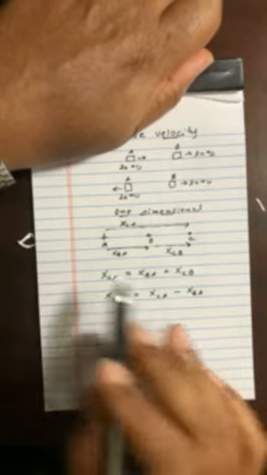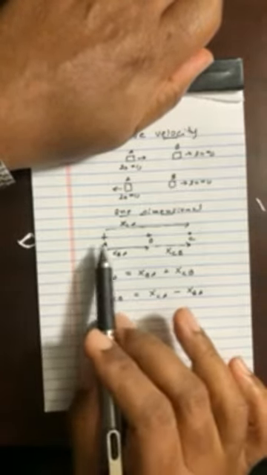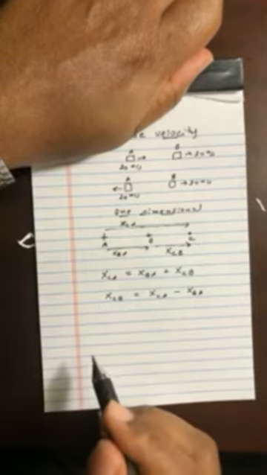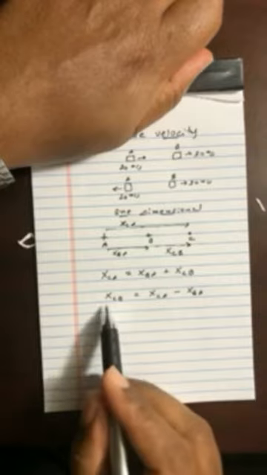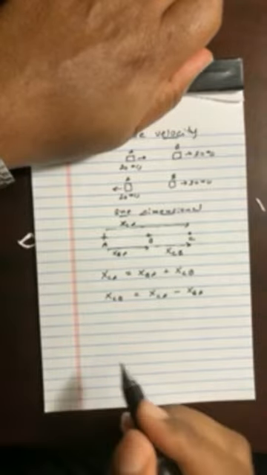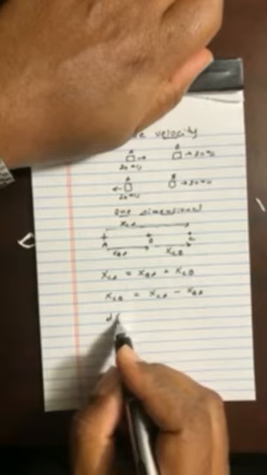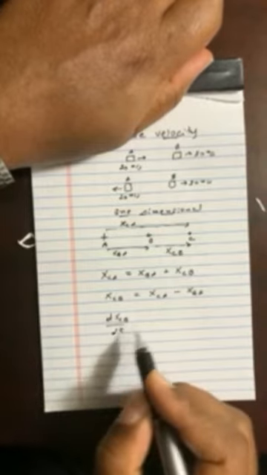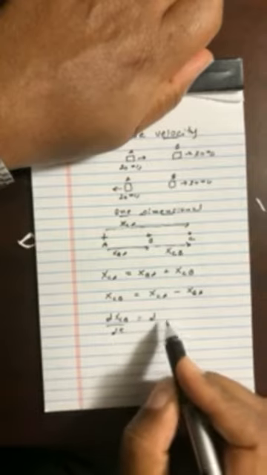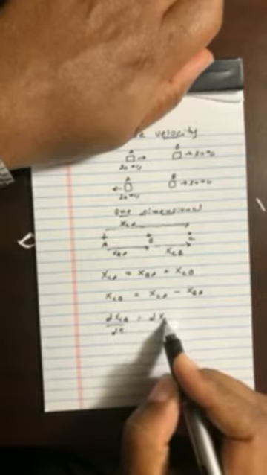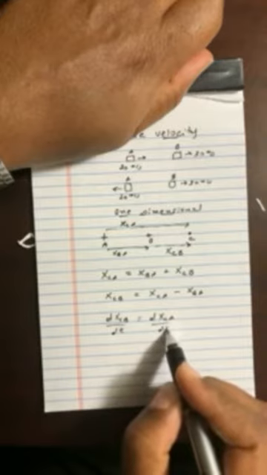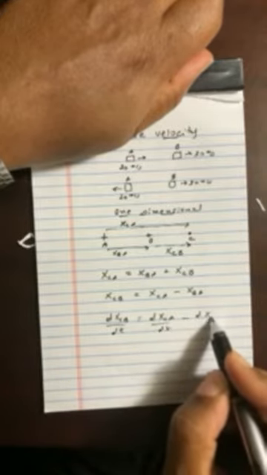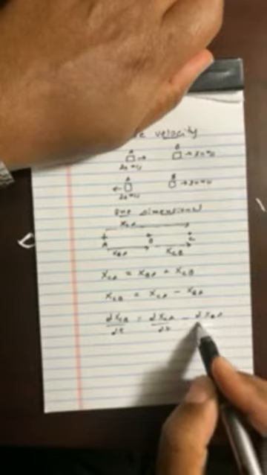Now let's say all of these are moving, so let's find the velocities. The velocity is the derivative with respect to time. So we have the derivative of the position of C with respect to B with respect to time, equals the derivative of the position of C with respect to A with respect to time, minus the derivative of the position of B with respect to A with respect to time.